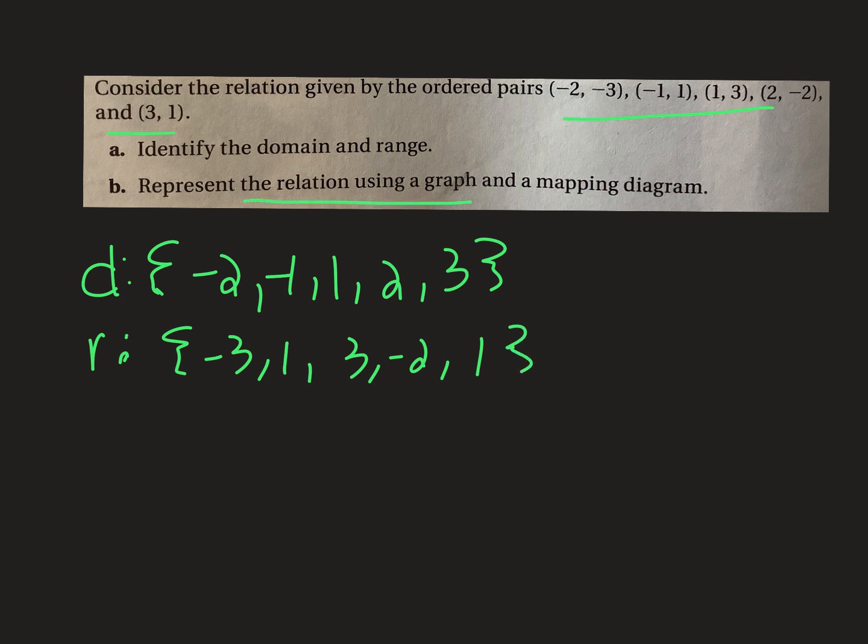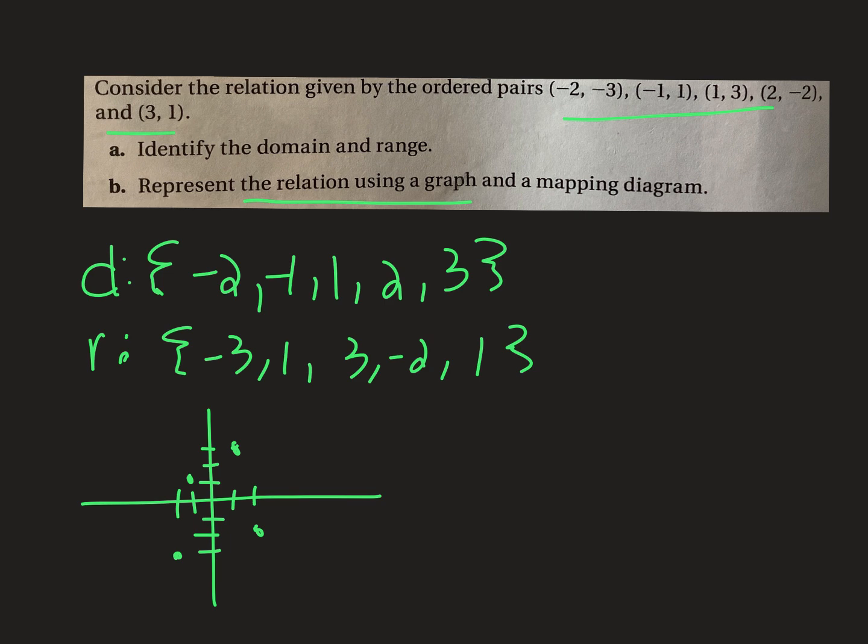And it says represent the relation using a graph. If I'm going to graph those, the first point is -2, -3, which is down here. The second point is -1, 1, which is up here. Then it's 1, 3, which is right there. Then it's 2, -2, which is down here. And there's the graph of the relation, or the set of ordered pairs.